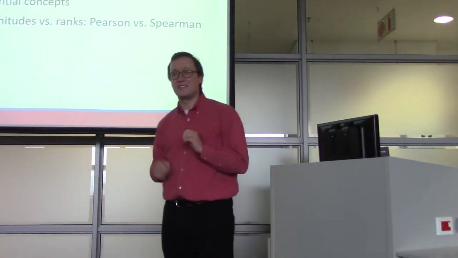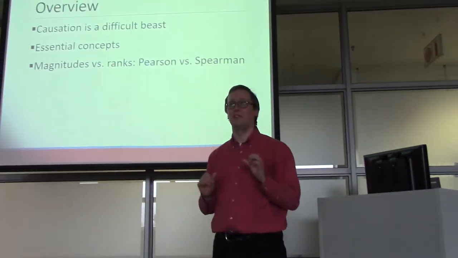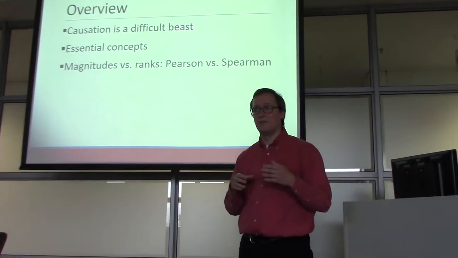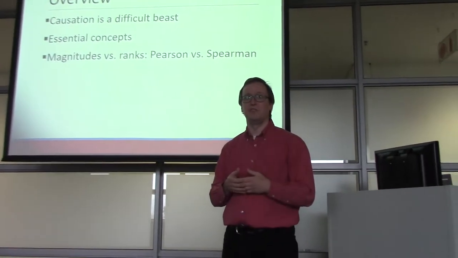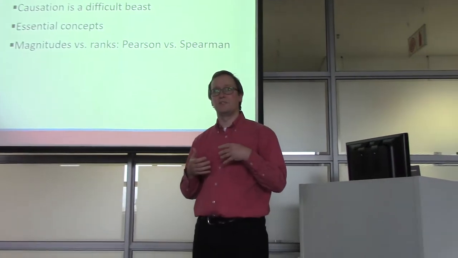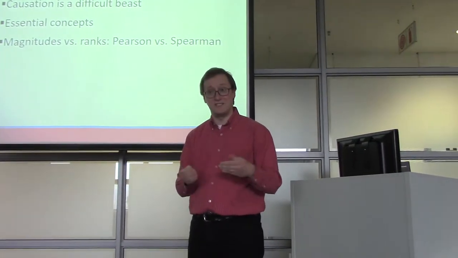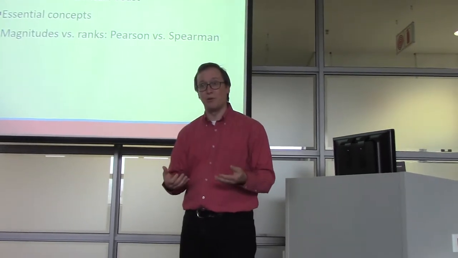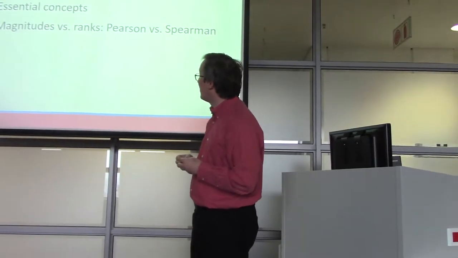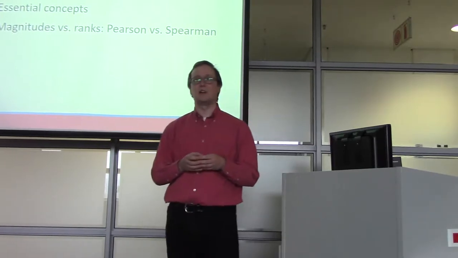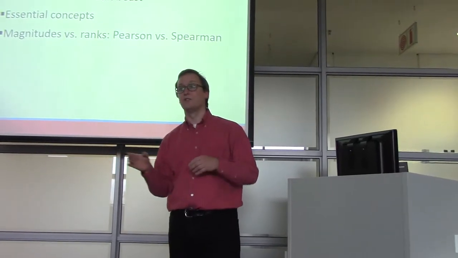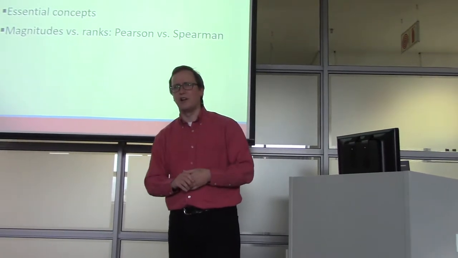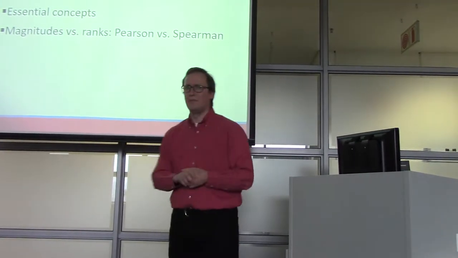We're going to talk about causation as an incredibly difficult thing to prove with great rigor. And we'll talk about a classic set of rules that people have established for us to assess whether or not something is causative of another. We will talk about some of the essential concepts of correlation, and from there talk a little bit about magnitudes and ranks, to talk about the Pearson method for correlation versus the Spearman method for correlation. And from there we'll just work through the R examples in the background. I hope you don't mind.